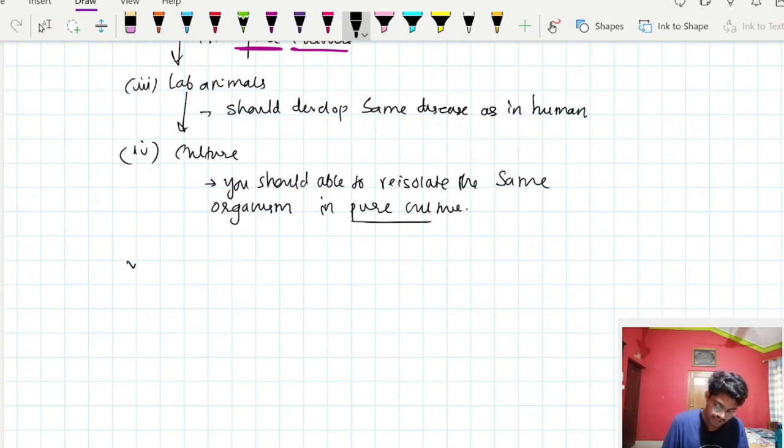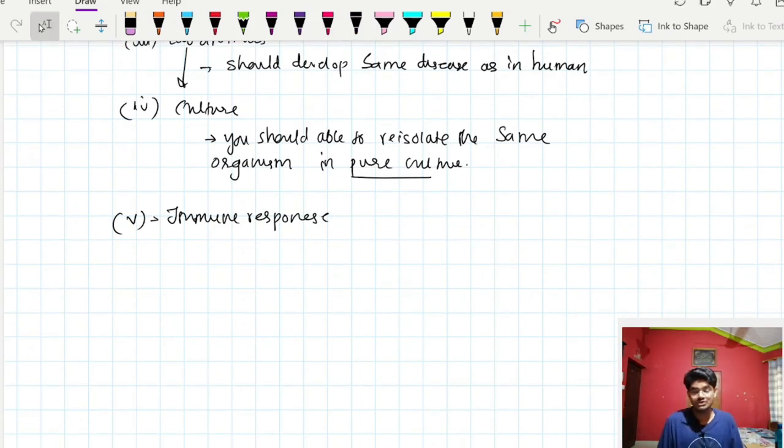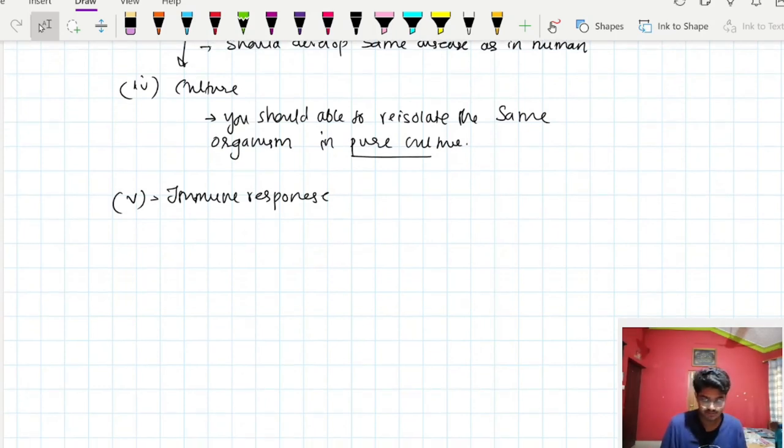Then there is a newly added postulate, the modified Koch postulate. It talks about immune response. We should be able to demonstrate the antibodies produced in the patient against that organism. So that is the fifth postulate, which tells about immune response.